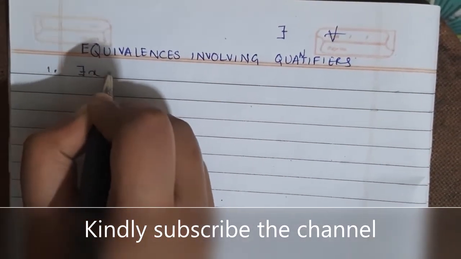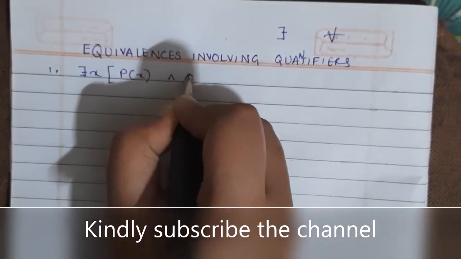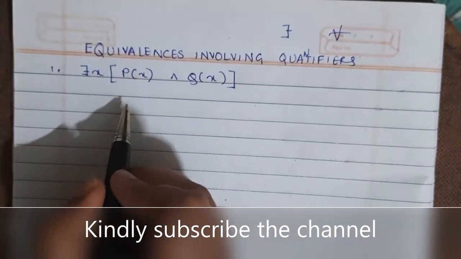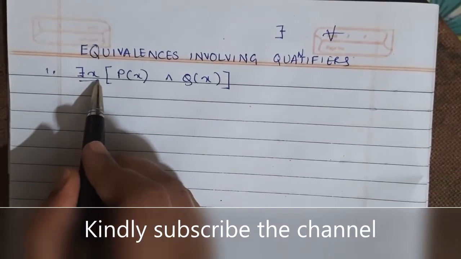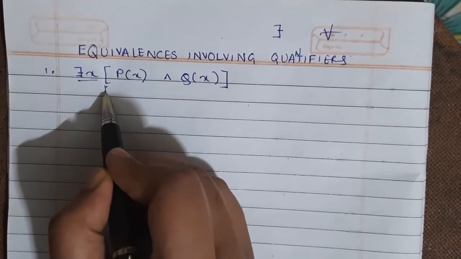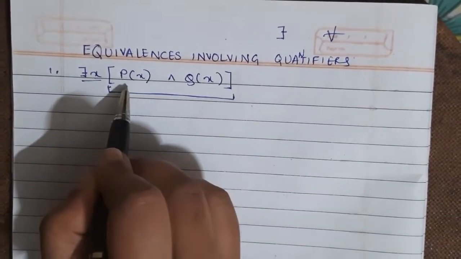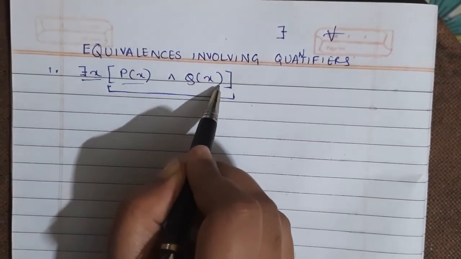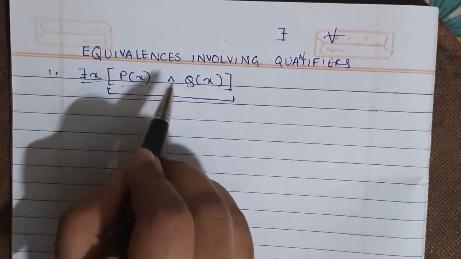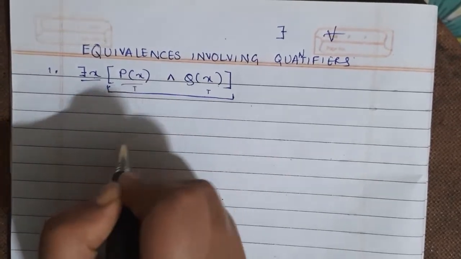So first one is there exists x such that p of x and q of x. Here we are saying there exists x for this condition. What is the meaning of this condition? P of x and q of x, this whole thing should be true. When are these two true? When this one is true and this is true, because there is an AND condition.